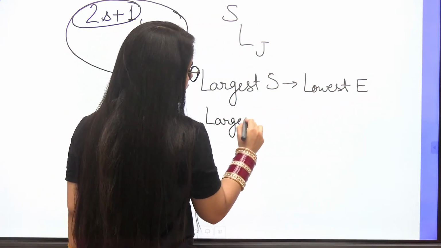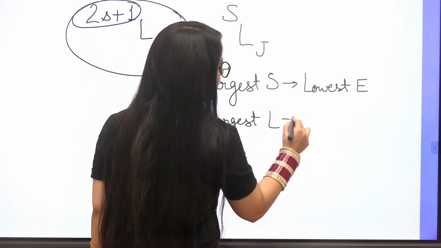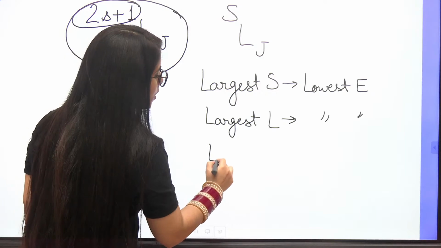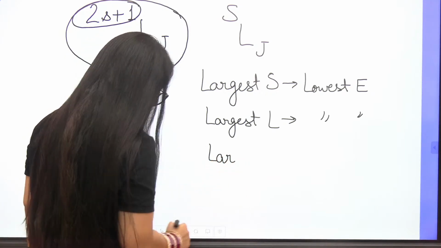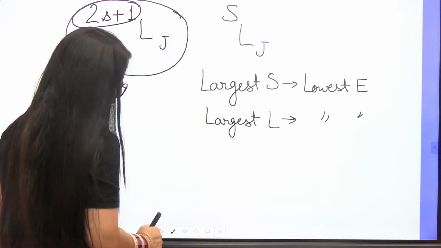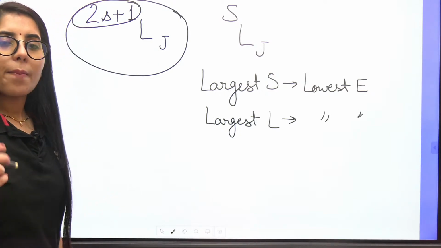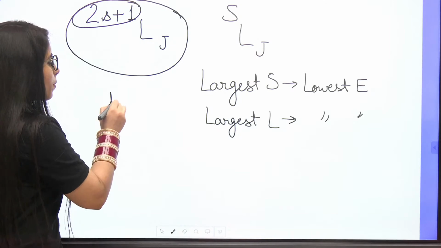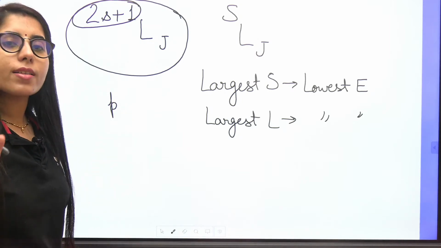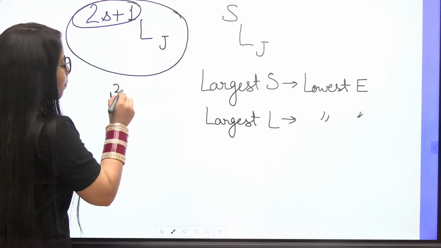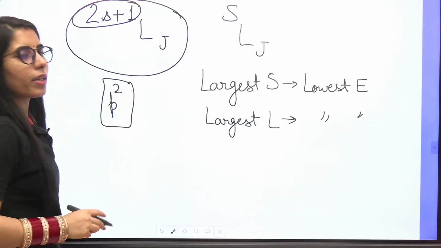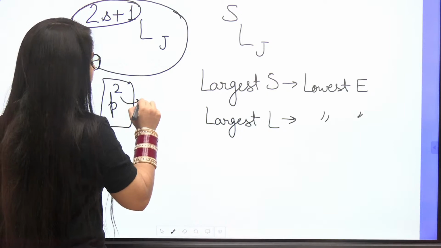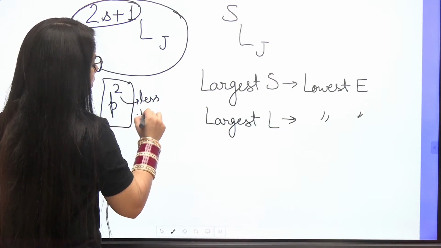Largest L value, the second position, lowest energy. Then for the J comparison there are two cases. How are there two cases? Because, for example, in the p orbital, the maximum number of electrons you can have is 6. So I am taking p2. The 2 is what? Less than half filled. Clear? Less than half filled.